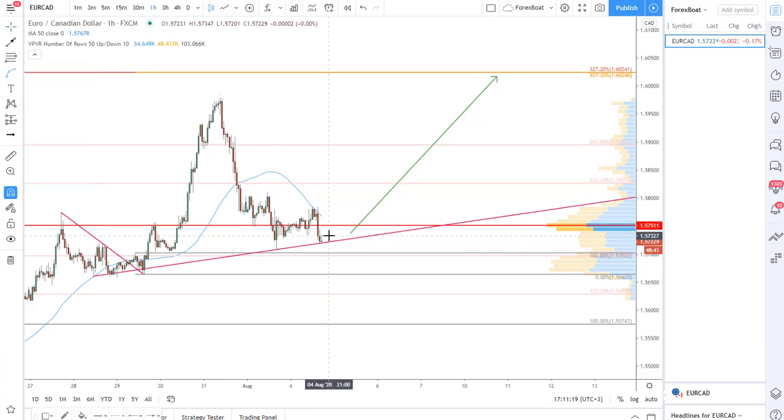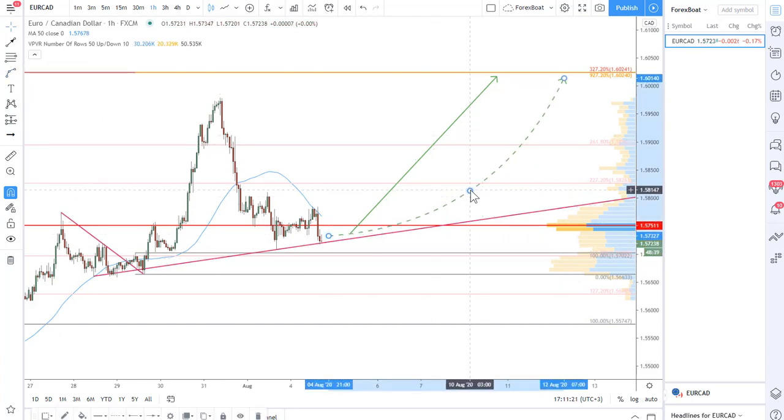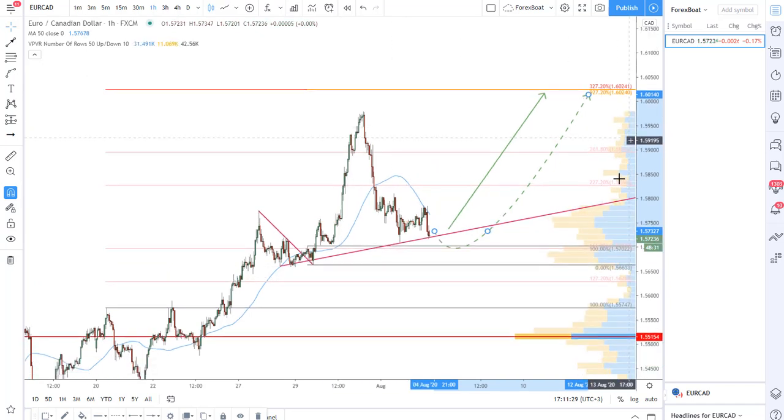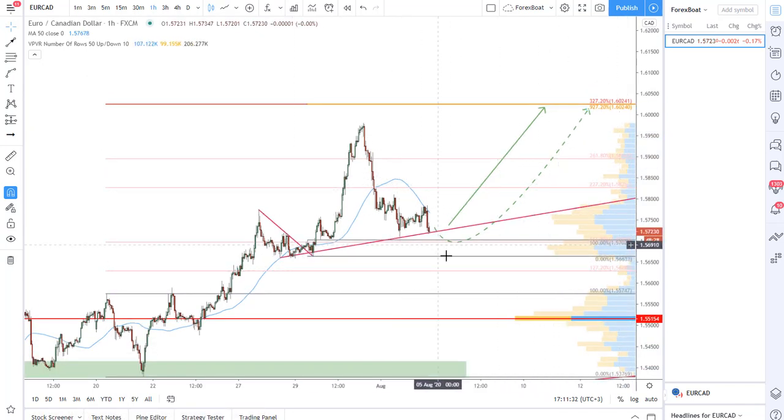And scenario could be as follows: price might be going like that, retesting this area. But if there will be break and close below this level, the idea will be invalidated, and I don't think price will be going any higher.